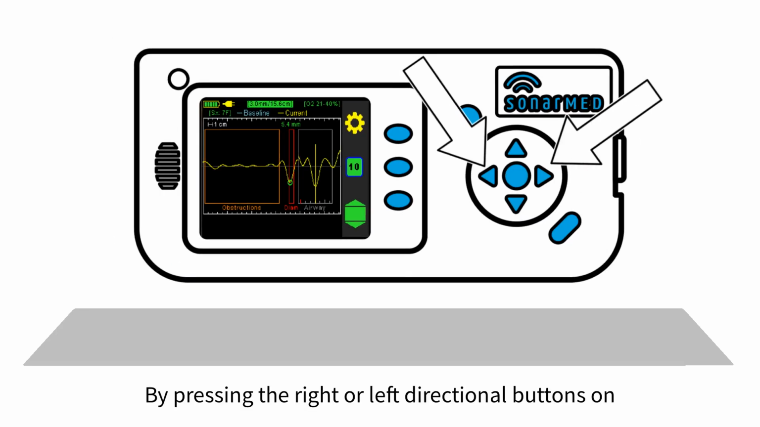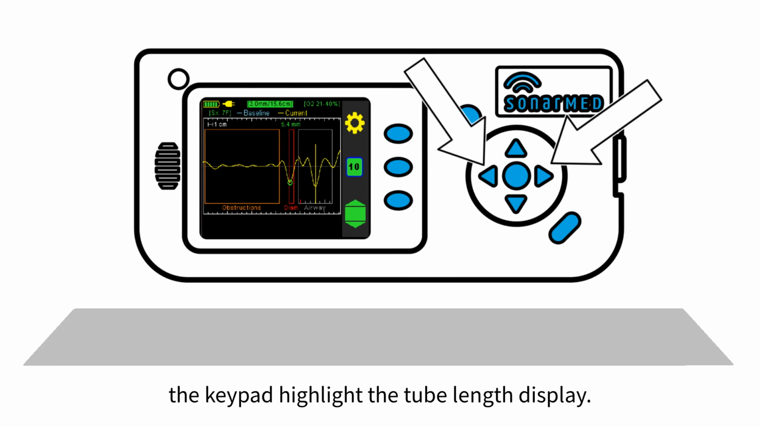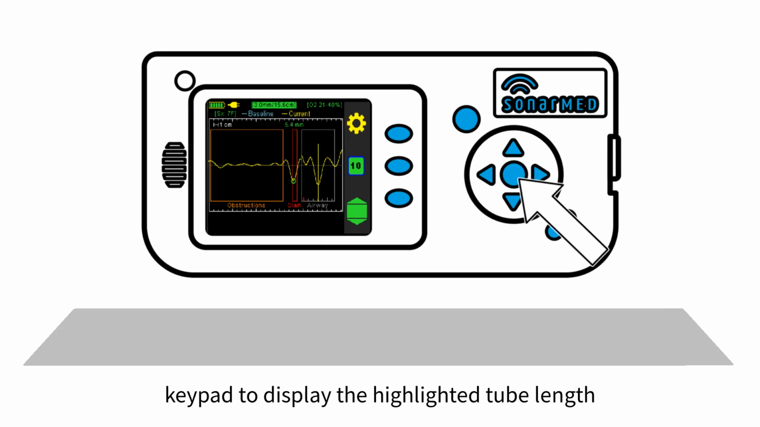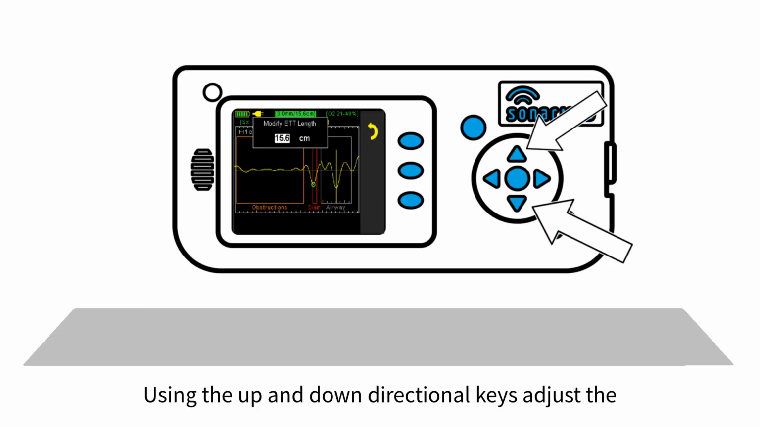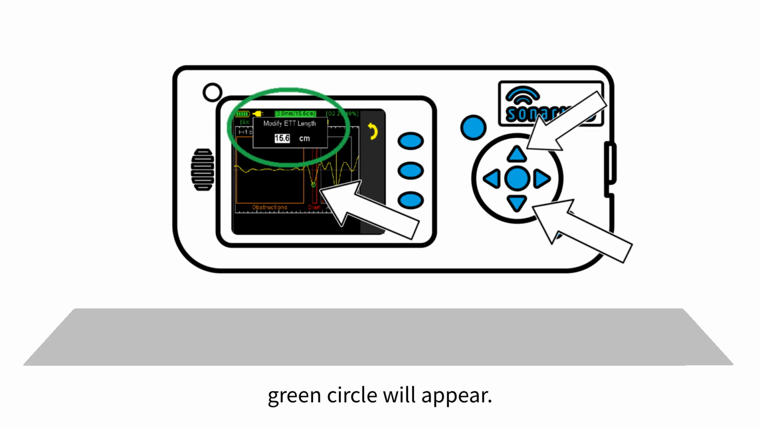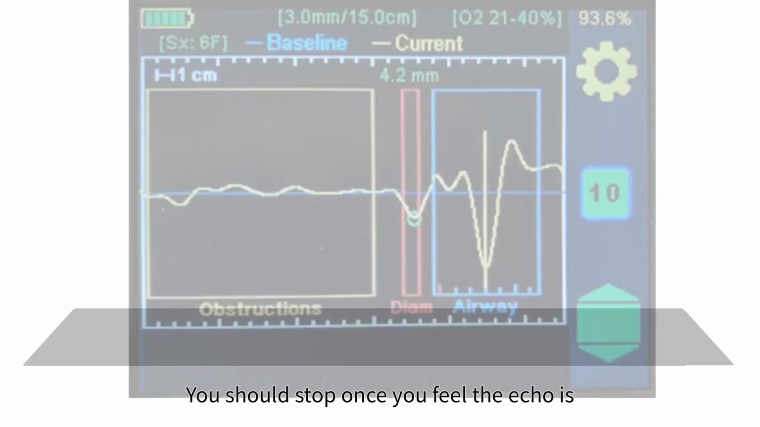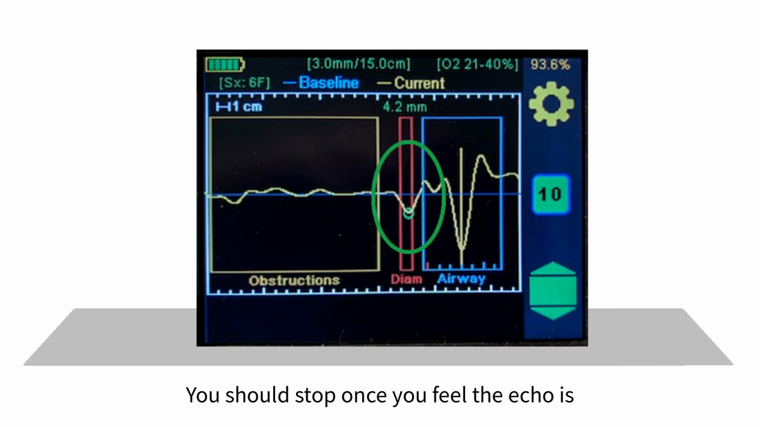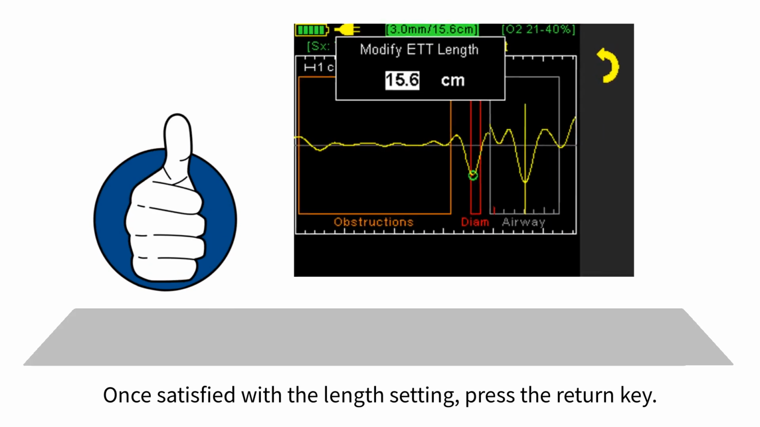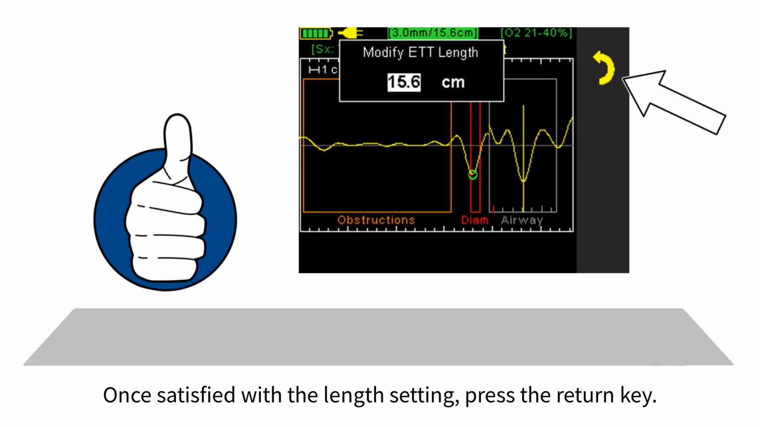By pressing the right or left directional buttons on the keypad, highlight the tube length display, and then quickly press the center button on the directional keypad to display the highlighted tube length. Using the up and down directional keys, adjust the tube length until the left echo is between the two red lines within the diameter box, and the green circle will appear. You should stop once you feel the echo is centered in the red box and the green circle appears. Once satisfied with the length setting, press the return key.